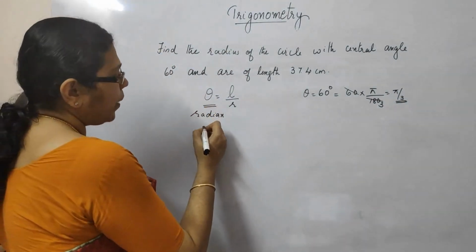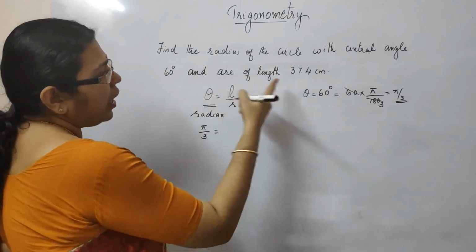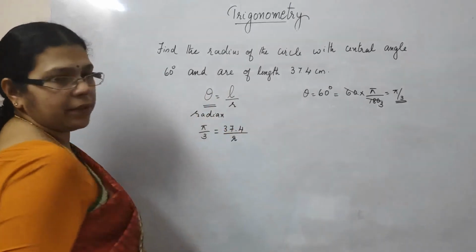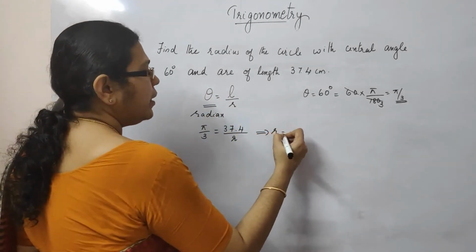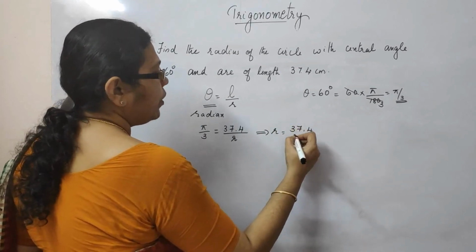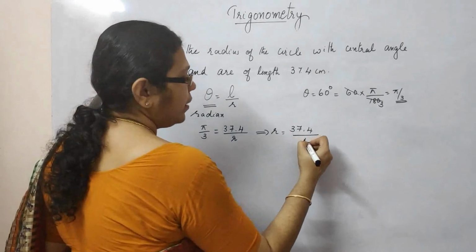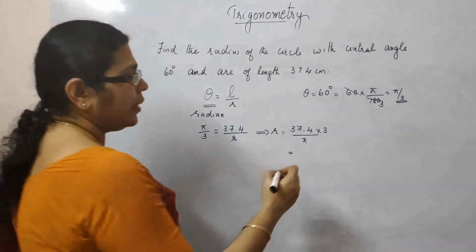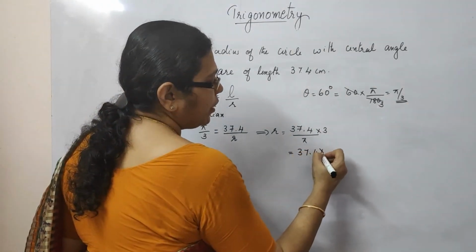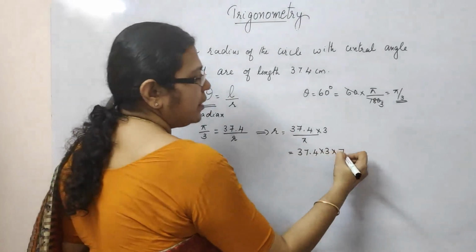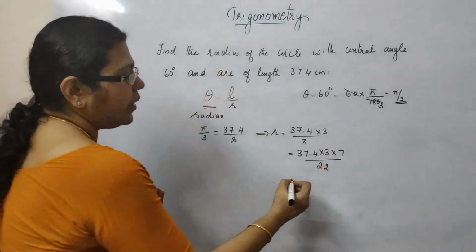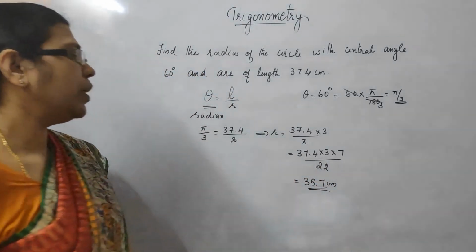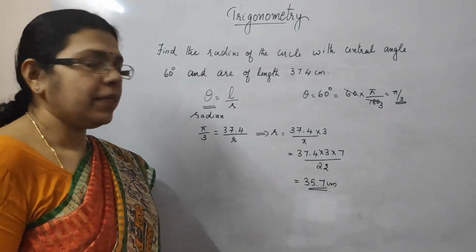Now coming back. So pi by 3 is equal to the arc length given to be 37.4 by the radius, which I need to find, right? So this implies radius is equal to 37.4 by pi into 3. So pi to be taken as 22 by 7. So that is 37.4 into 3 into 7 by 22. When you simplify this, you get the value to be 35.7 centimeters. So this gives you the radius. The radius measure is 35.7.